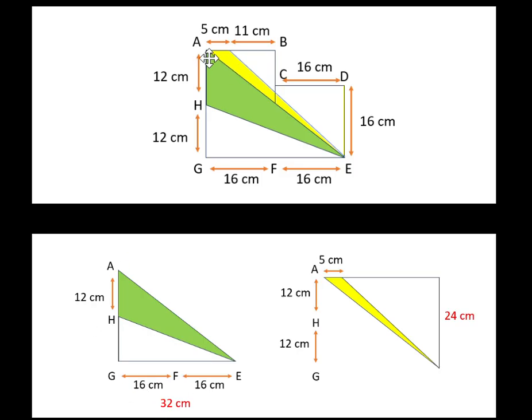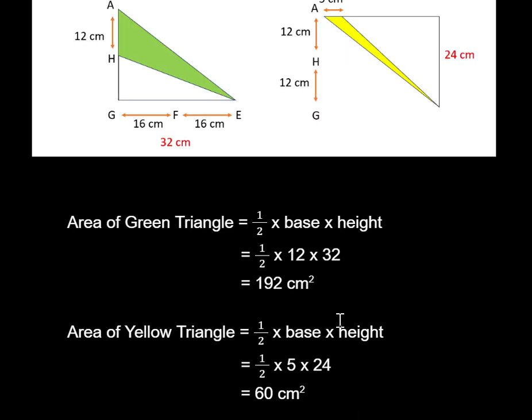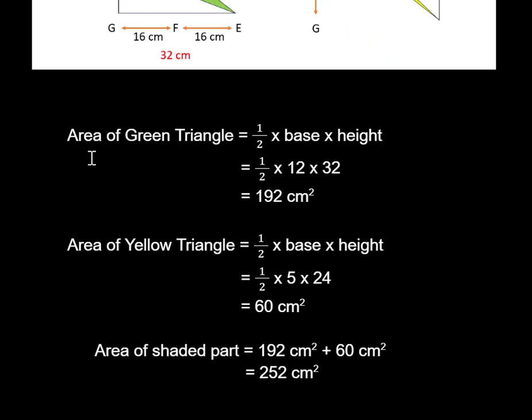For the yellow triangle, the base is 5 cm. The height is from here all the way to this point here. So it's actually AG, which is 12 plus 12, so it should be 24. So for this yellow triangle, the base is 5, the height is 24. All we need to do is to find these two areas and add them together. So the mathematics is quite straightforward.